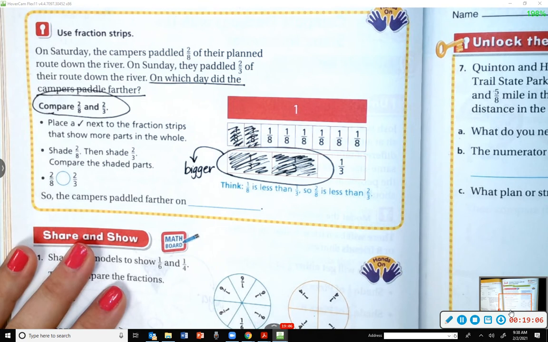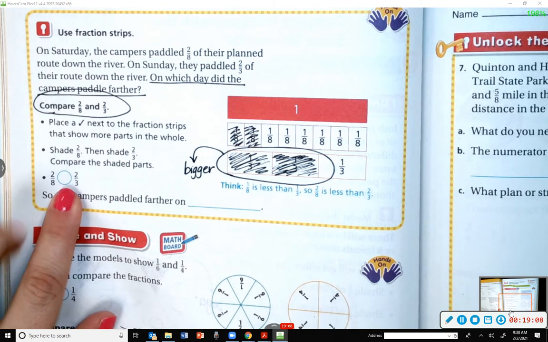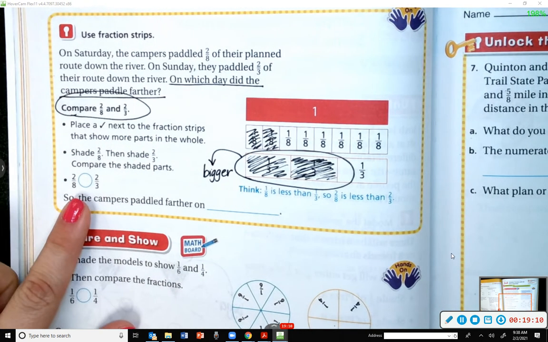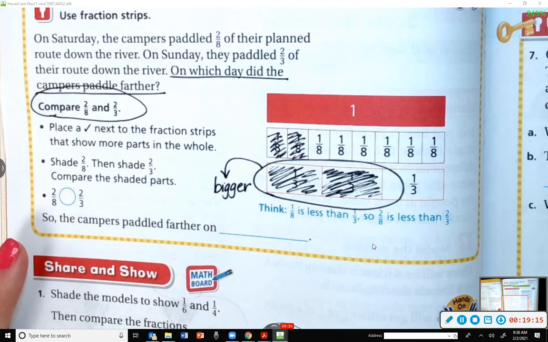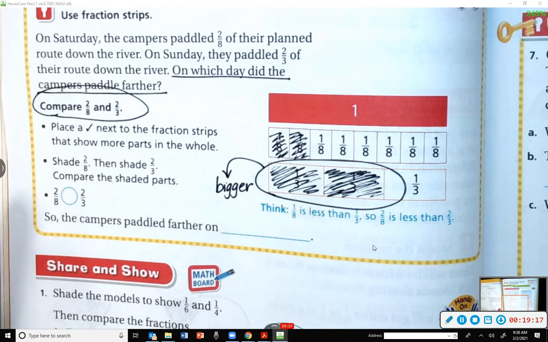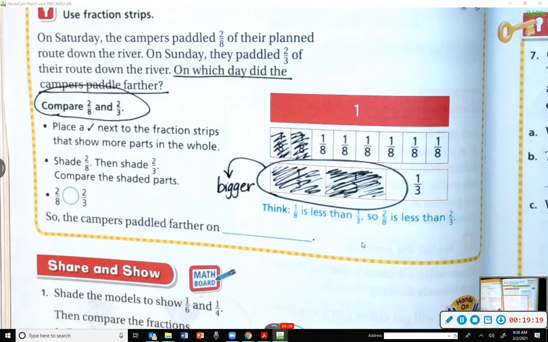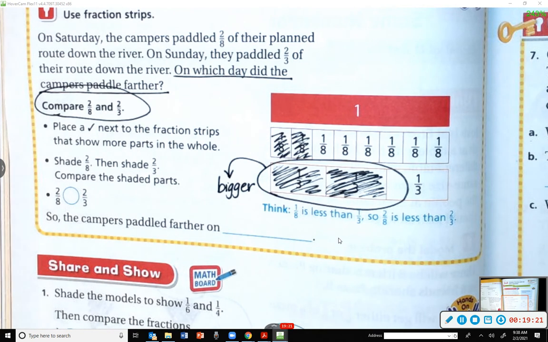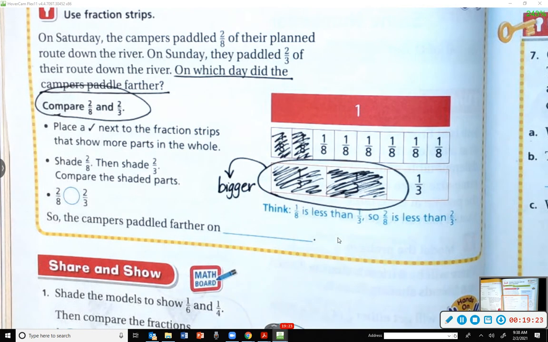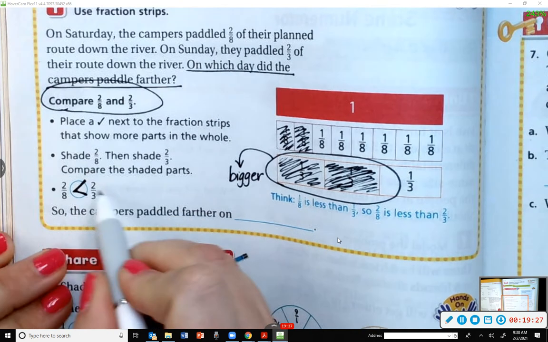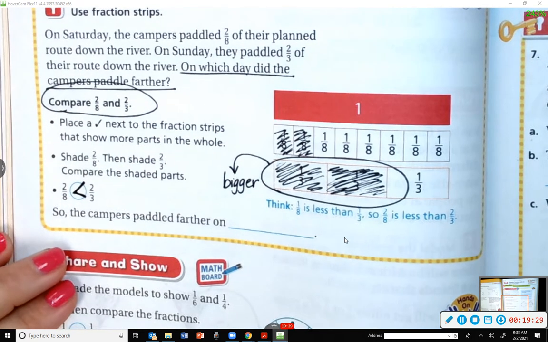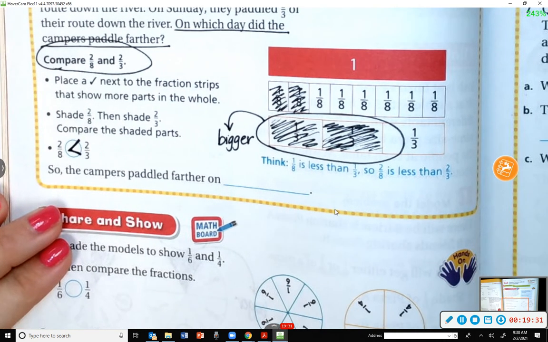Okay, so now we need to put our symbol in right here. Which way would my symbol go? I want you to hold your hands up. Should be going this way, right? It should be eating 2/3, right? Because the alligator mouth wants to be open towards that bigger piece. So the campers paddled farther on which day?